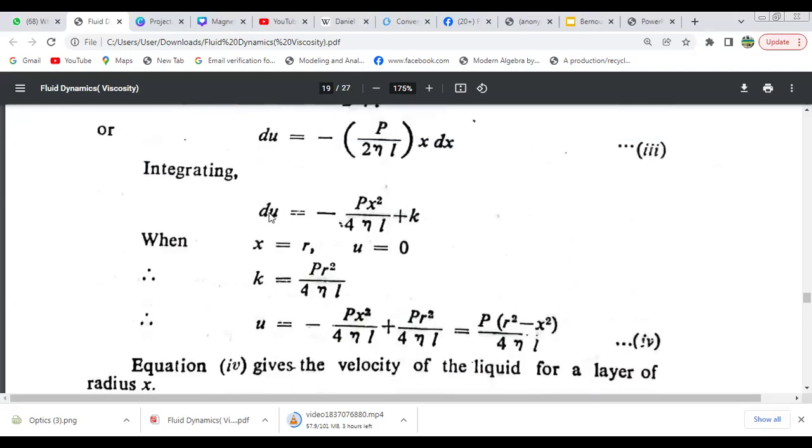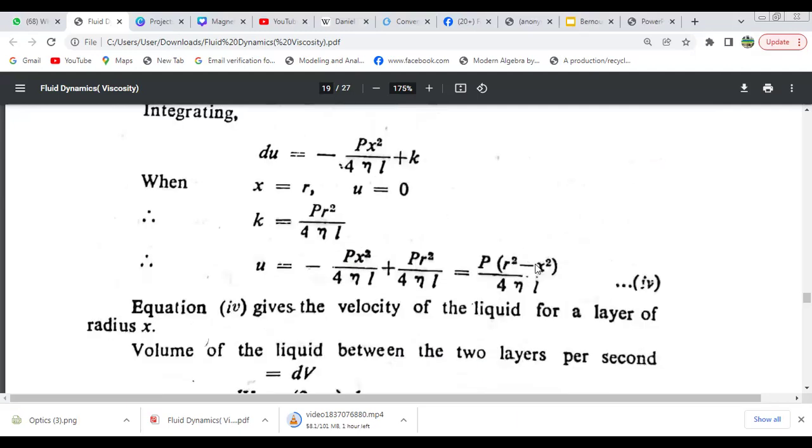So u equals to this. This is actually u, not du. So u equals to minus this plus, putting the value of k. This is the value of k. Just subtracting, now equation 4.